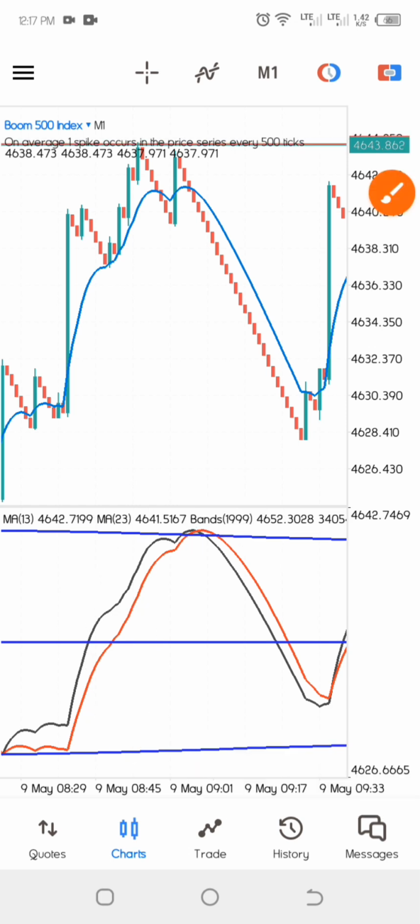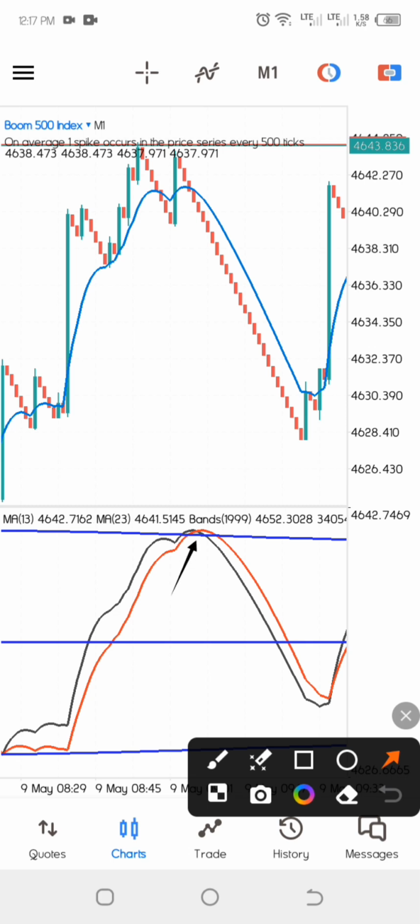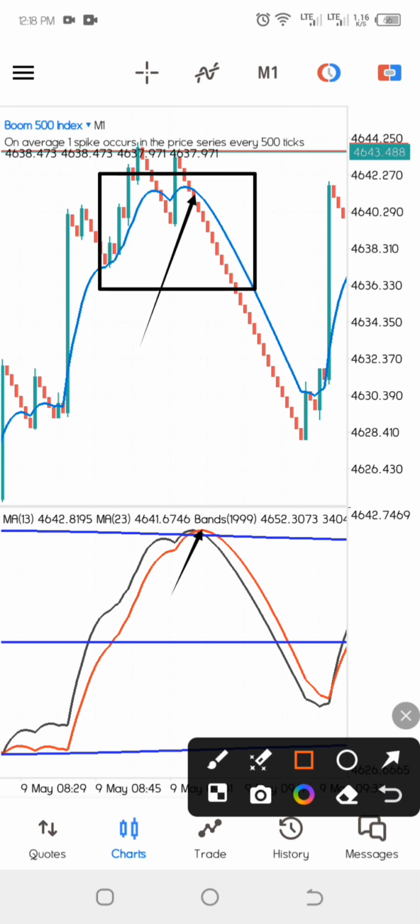Now after we see the crossover happen right here, and the line comes back inside the Bollinger Bands line, then we are good to look into our main chart. What is our expectation in our main chart? We are expecting to see the candle, the price, break below the moving average line which we are seeing in our main chart. Once the price breaks below the moving average, which you can clearly see right here, this is where it breaks below it.